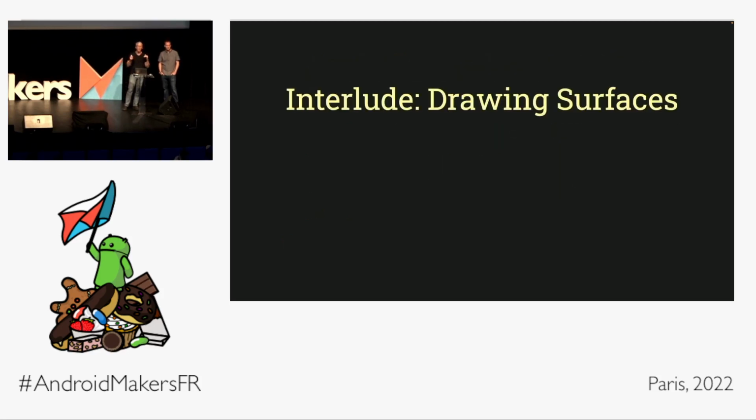So let's talk about drawing surfaces. All of this stuff is good, but where do the pixels actually end up? All platforms have the concept of a drawing surface. They call it something different. But on Android, it is called a surface, and you get that surface in various ways.